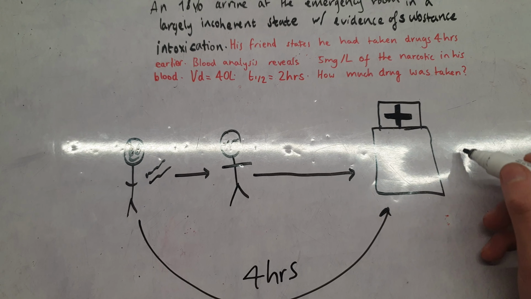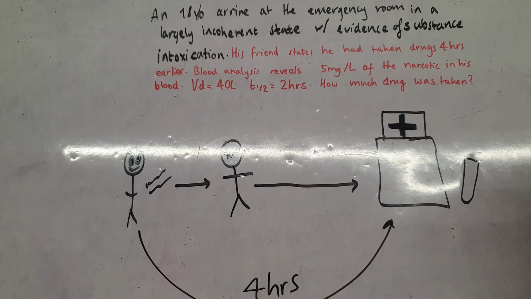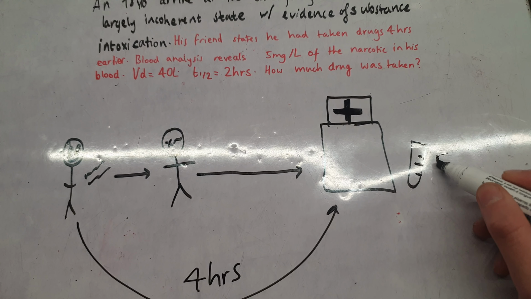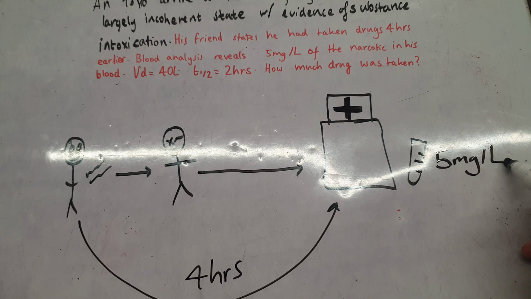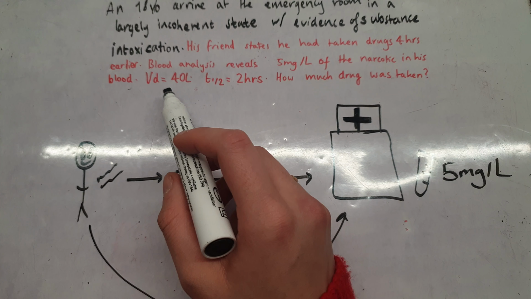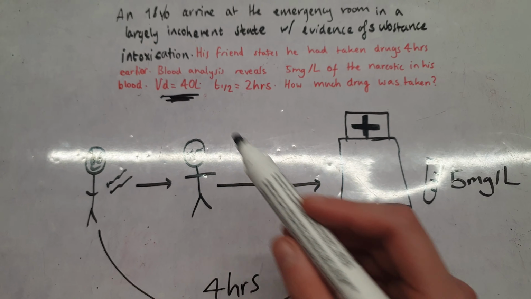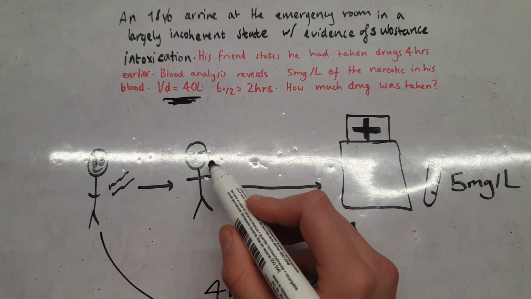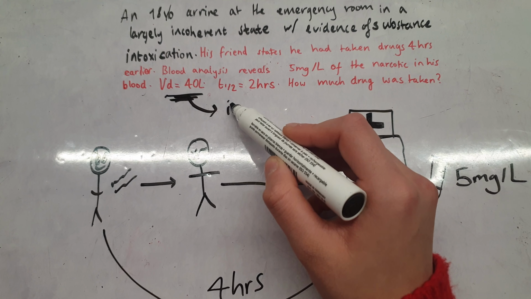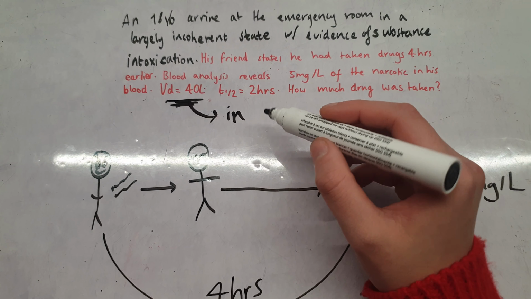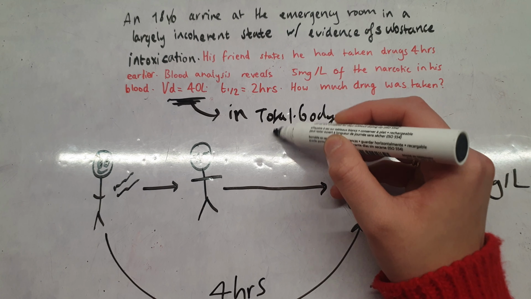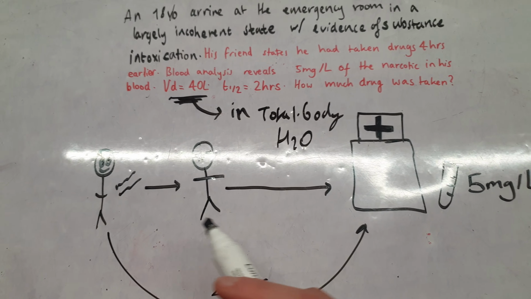Blood analysis shows that there is a concentration of this drug of 5 milligrams per litre. Okay, so what do we know so far? Well, we are also told that its volume of distribution is 40 litres. So this to me indicates that actually this has gone all throughout the guy's body, right? It has a volume of distribution where it's actually permeated throughout the total body water. So it's gone everywhere, right?